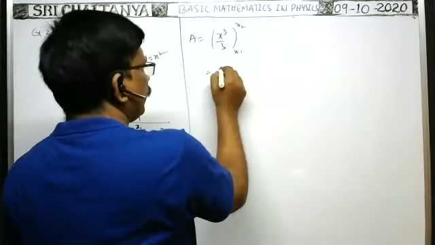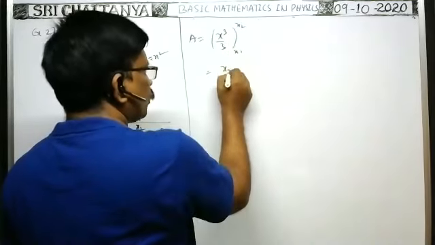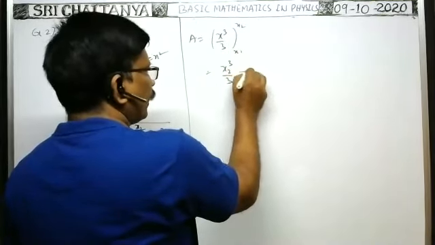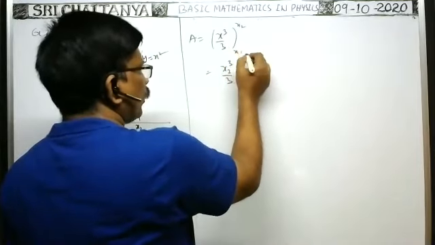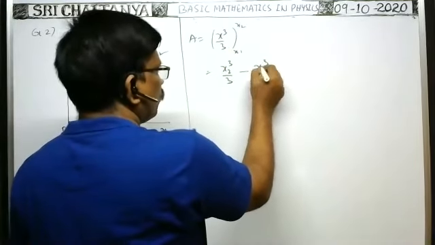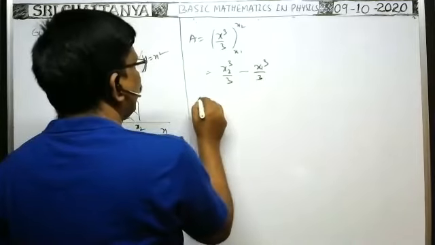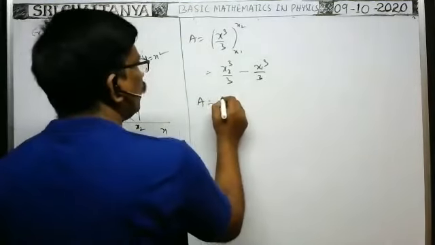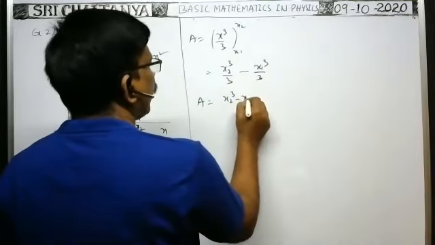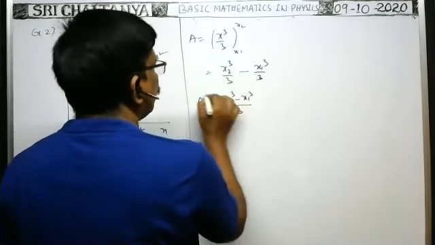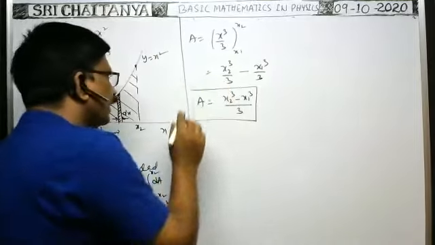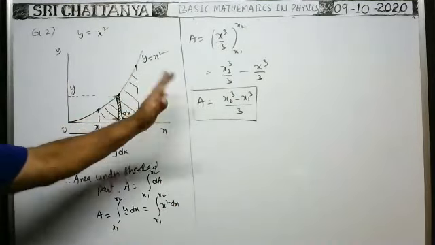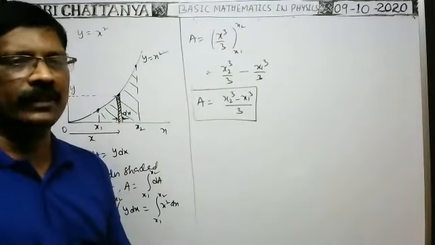First you substitute the upper limit. Instead of x you substitute x2, so x2 cubed by 3. Before substituting the lower limit you put a minus sign. Instead of x you write x1, so x1 cubed by 3. Therefore the area under the graph between the limits x1 to x2 is equal to x2 cubed minus x1 cubed, whole by 3. This is the answer. It is the area under the graph from x1 to x2 here. This is the area of the shaded part. In this way we have to calculate.